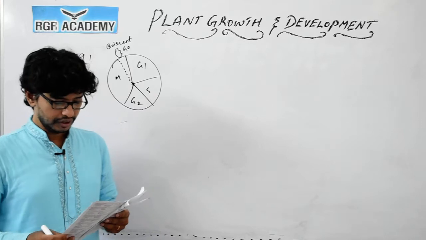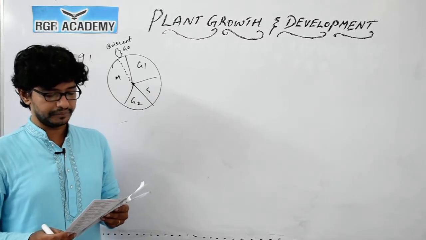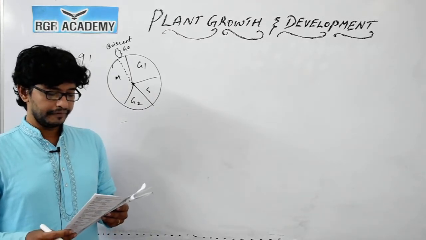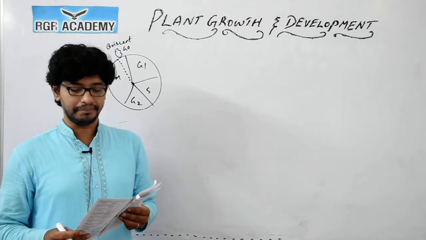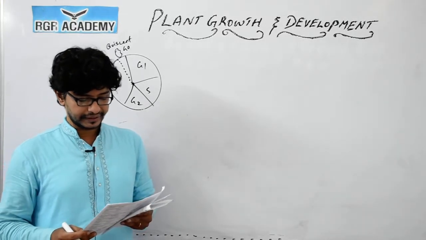Question number 92. Auxanometer is used for the measurement of. This is a very direct question. We usually use the auxanometer for measuring plant growth. So option 4 is the correct answer.